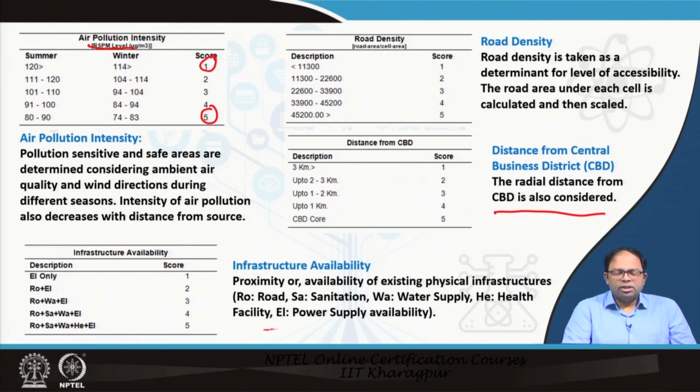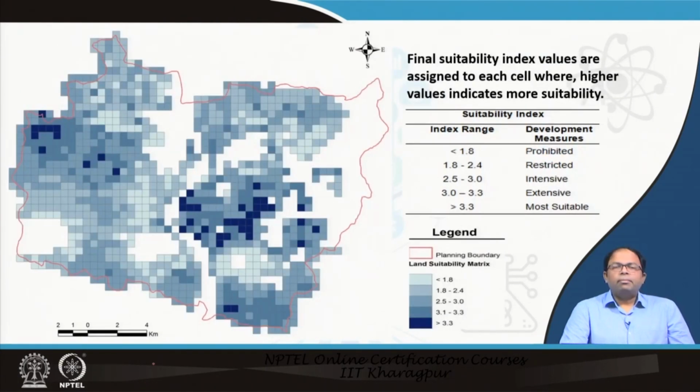We also looked into infrastructure availability. It was a 0 and 1 criteria, where we took whether it was available or not. So we considered road, sanitation, water supply, health facility, power supply availability. These are the different infrastructure that we considered. Where all the infrastructure was available, we gave it a score of 5, and so on. So in this way we created the factor scores, and finally this was the map that was created.